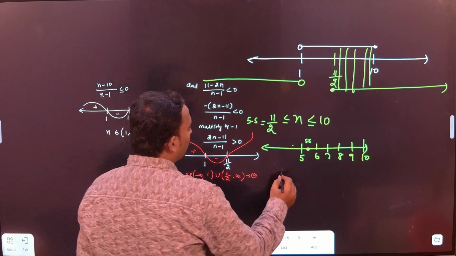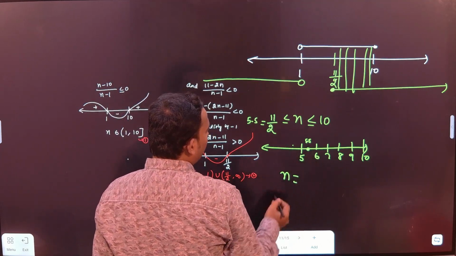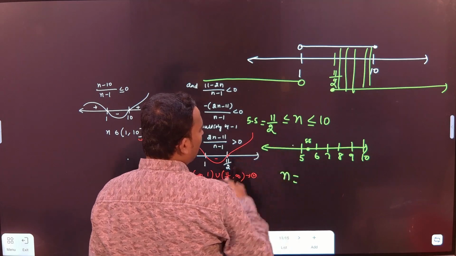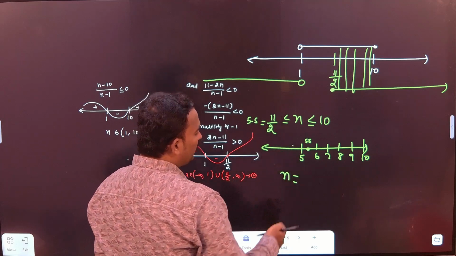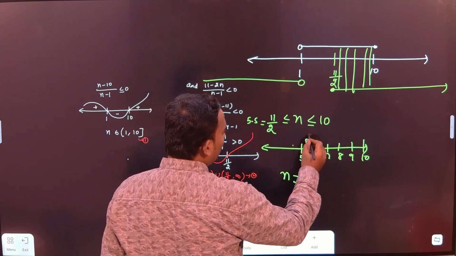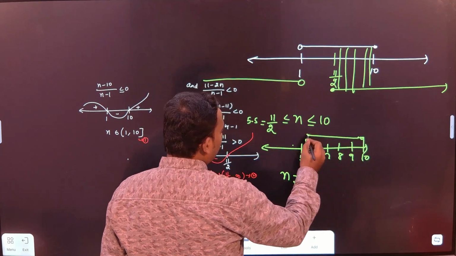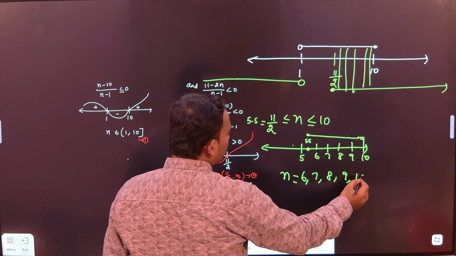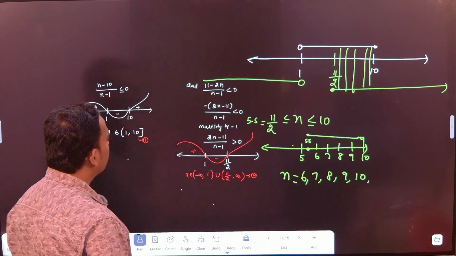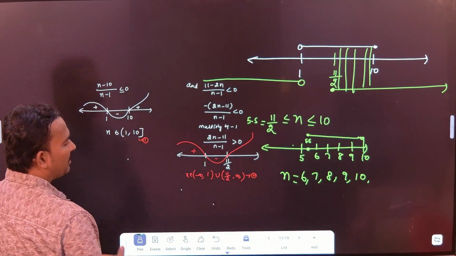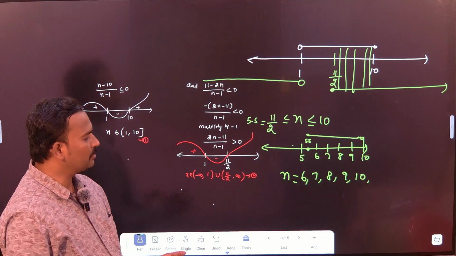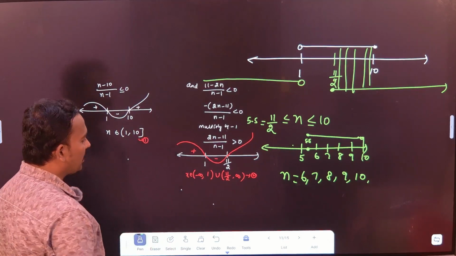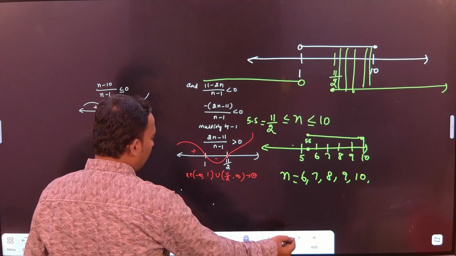What are the integer values possible? Is 5 possible or not? It is not possible, right? Because it has to be more than 5.5, so we need this interval. Therefore 6, 7, 8, 9, 10 only are possible. Okay, so we got the n values are 6, 7, 8, 9, 10. These are natural numbers, these are the integer values.